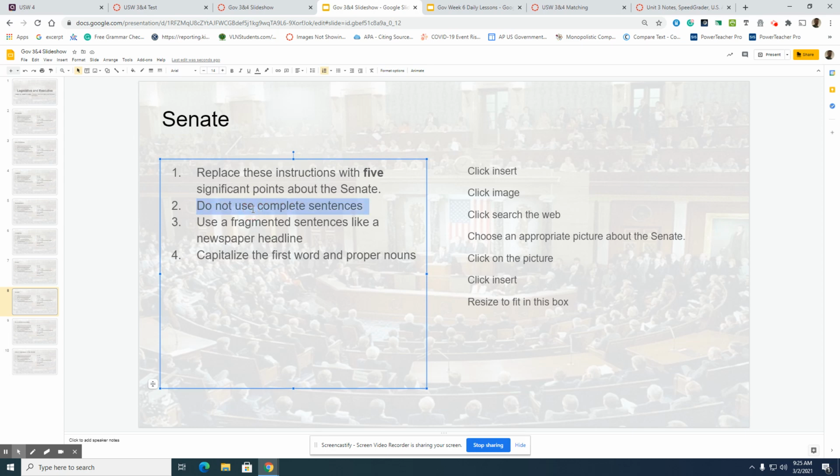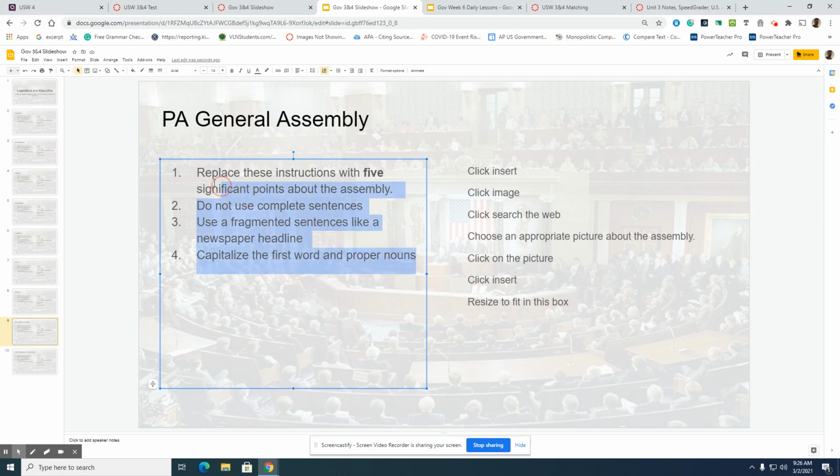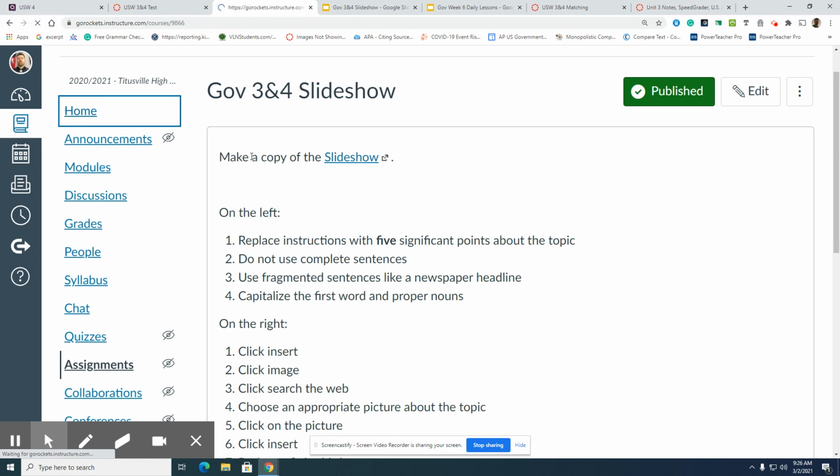Senate, same thing, only things specifically about the Senate, like they can try impeachments, they can convict people like a president, for instance. That'd be something just about the Senate. And then the PA General Assembly, things that are specific about them in particular. And then other legislatures of the world. And so that will also help you review for the test.